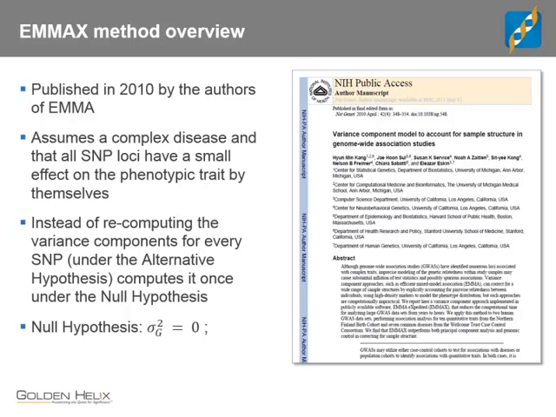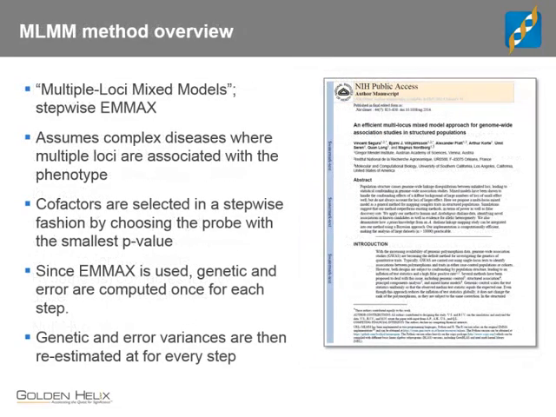The optimization the authors made to Emma was to only compute the variance components once under the null hypothesis, instead of under the alternative hypothesis and recomputing the components for every SNP. The MLMM method was published in 2012 by Segura et al. and is a stepwise EmmaX method.